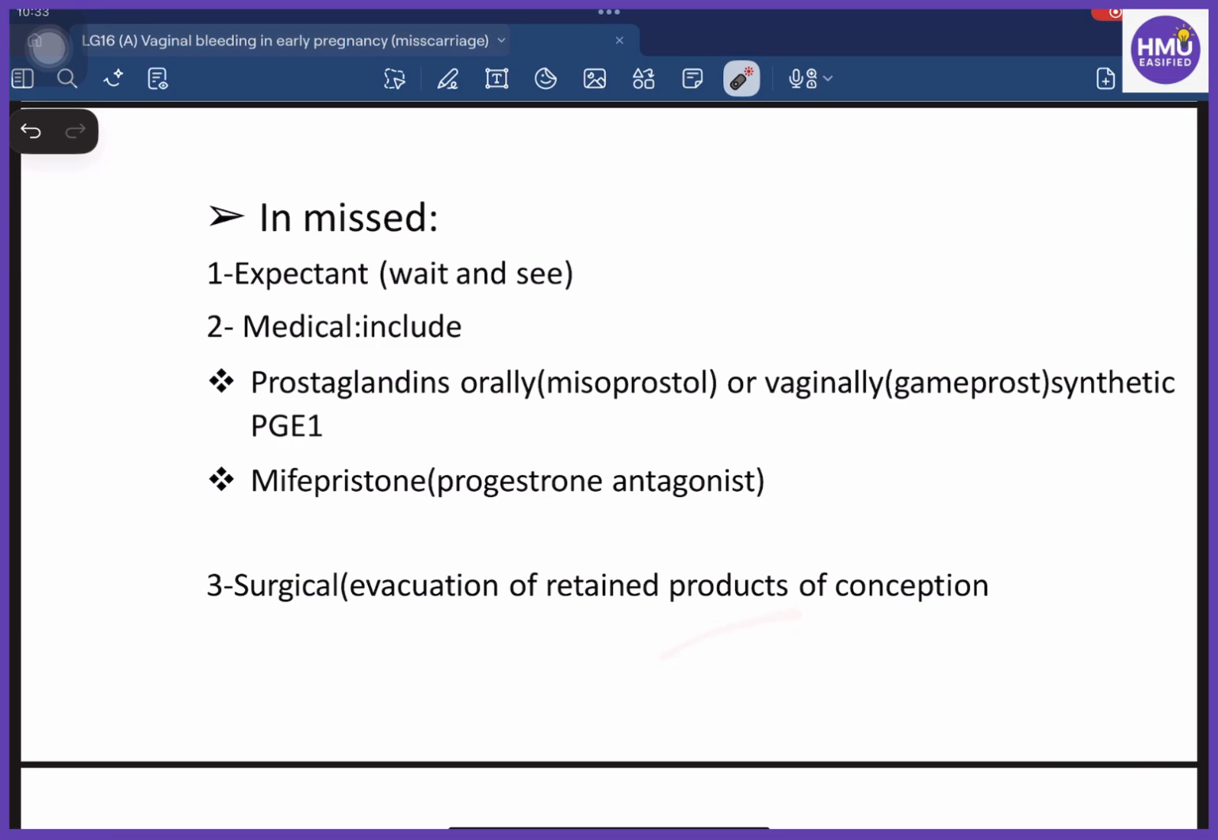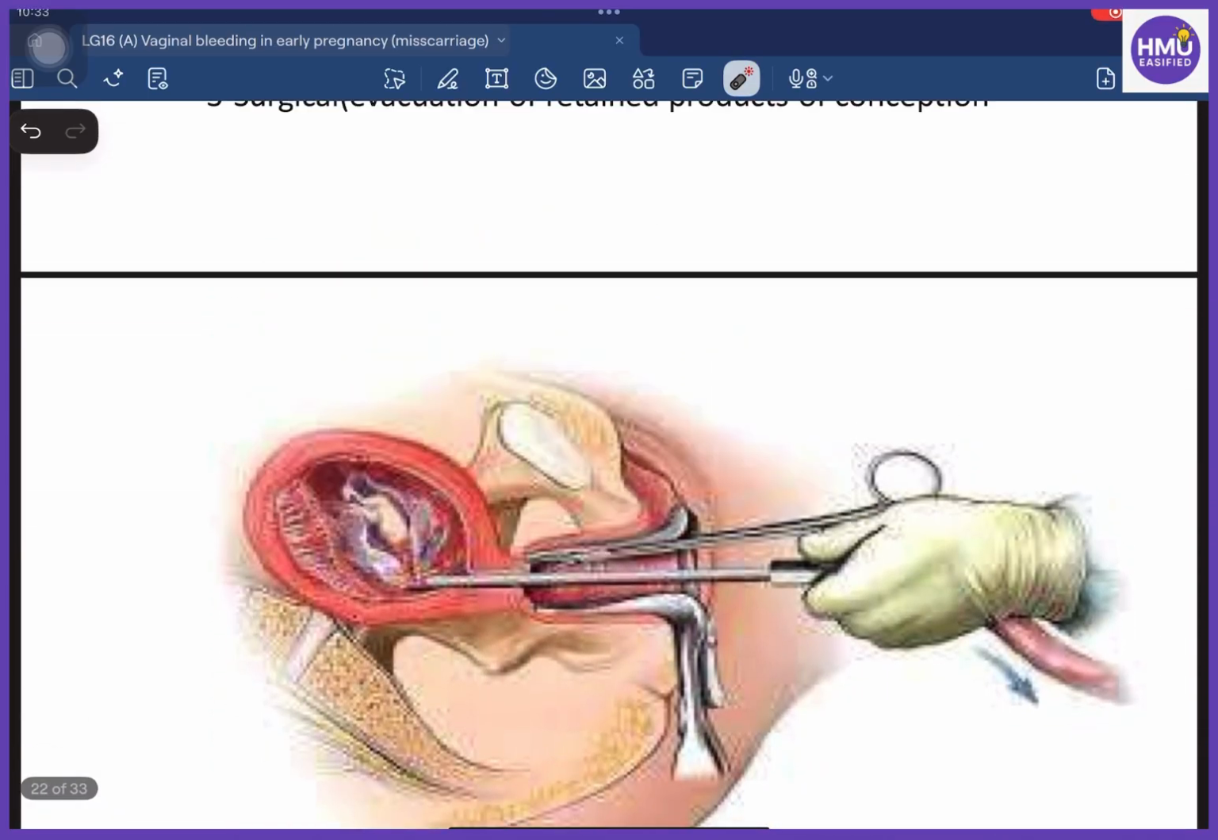I think there is balloon dilatation with a Foley catheter, where they insert a Foley catheter, inflate the balloon, and the patient can walk a bit, and when the catheter comes out there will be a complete miscarriage. You should read about it.